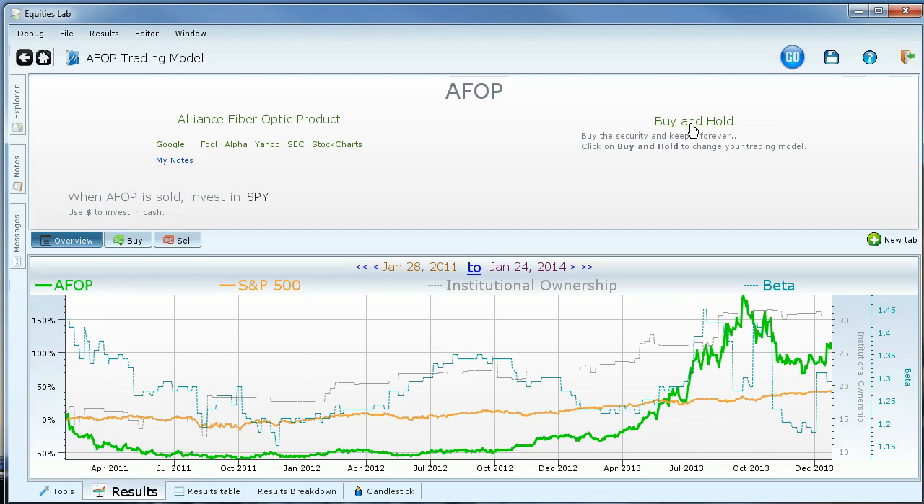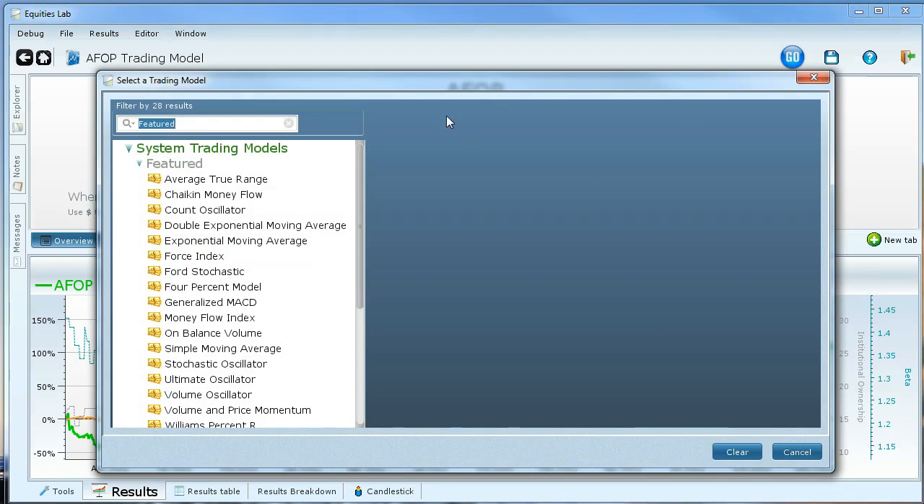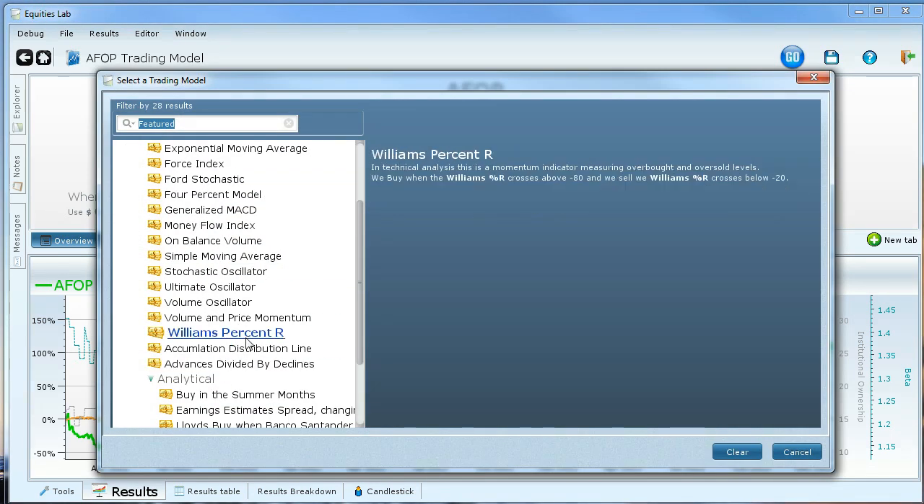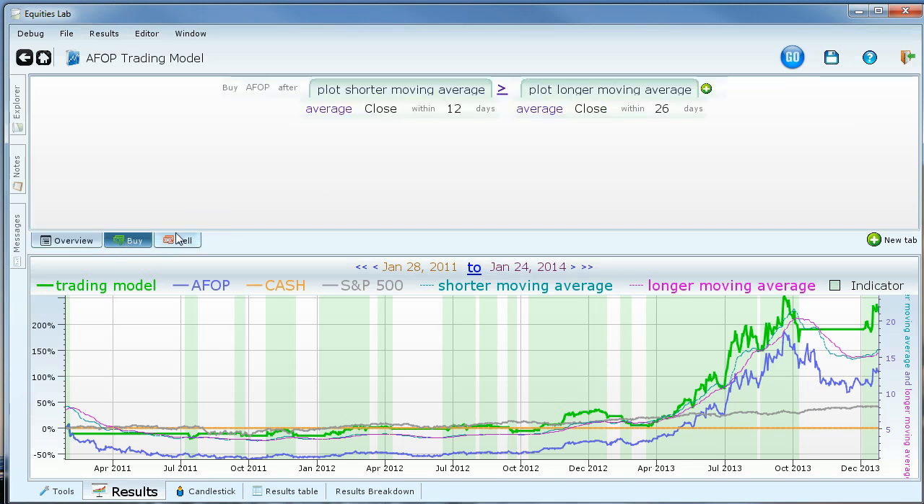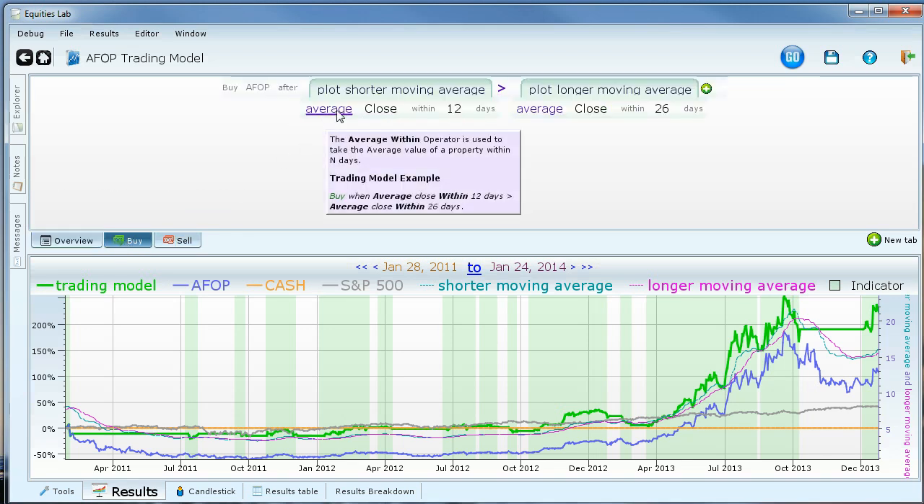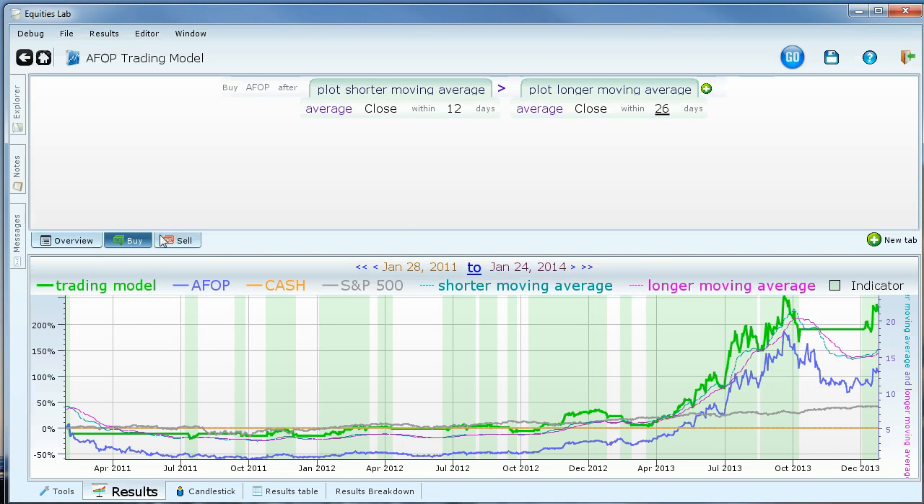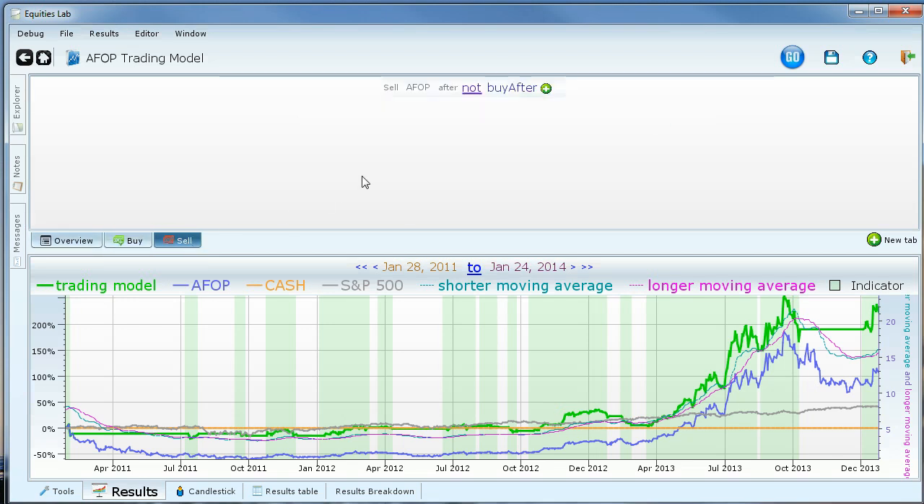Now let's apply a trading model to this stock to see how it would have performed based on this trading model throughout time in the past. Now the simple moving average trading model buys when the 12-day moving average is greater than the 26-day moving average, and it sells when that's no longer true. So notice on the graph how some parts are shaded green. Well, the parts shaded green are when the 12-day moving average is greater than the 26-day moving average, and the parts shaded white is when that is no longer true.